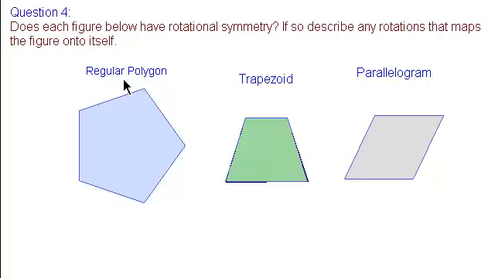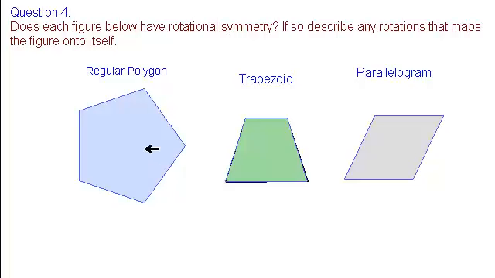One is a regular polygon, which is a pentagon. The other one is a trapezoid, and the third one is a parallelogram. And we have to identify if there is any rotational symmetry. So let us work it out, starting with the first one, which is the regular polygon.